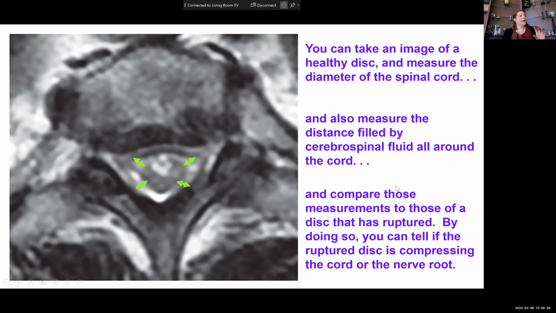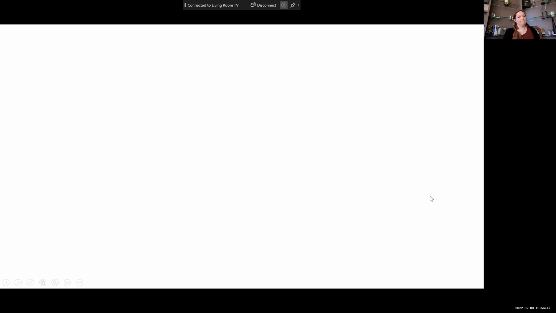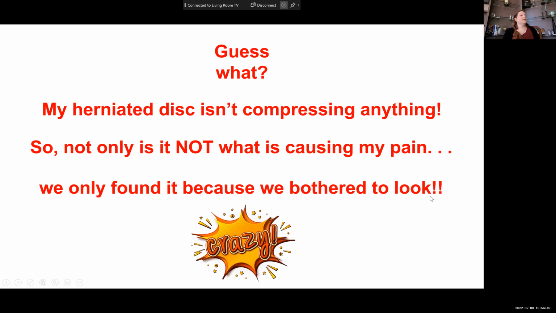And then you can compare those measurements, and you can tell whether or not that ruptured disc is compressing the nerve root. In my case, it was not. My herniated disc is not pressing anything, so that's not what's causing my pain. We only found it because we bothered to look for it. People could be walking around with herniated discs all the time and not even know they have them. I just happened to be looking for it, and there it was.